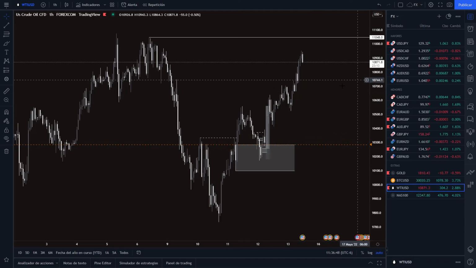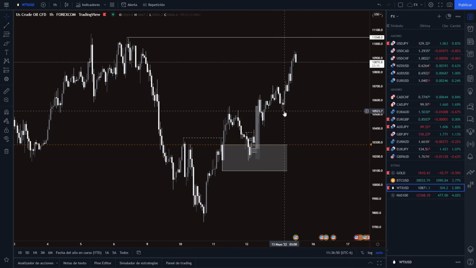And here's the setup, which respected exactly what we explained on the analysis. And these are analysis that you can benefit from, and you can follow up with us on these instruments that we share in our daily analysis too.